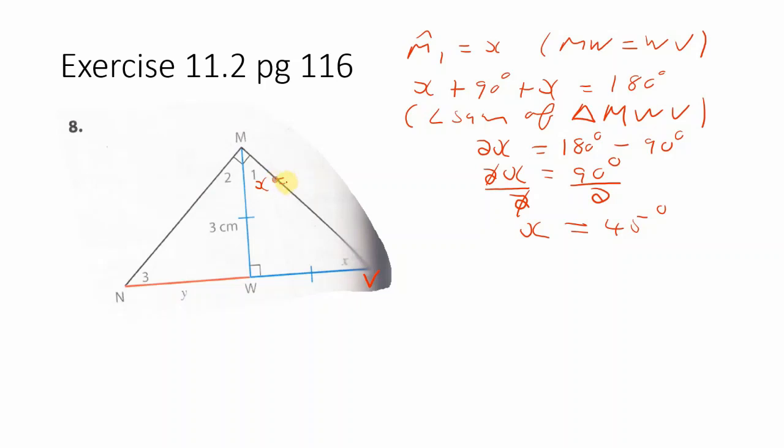So we know these two angles are 45 degrees each. So that is determined. We still have to find y. We know these two sides are 3 centimeters.